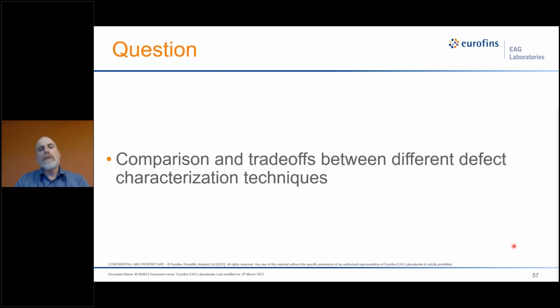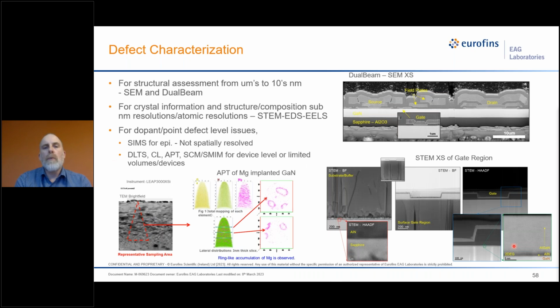So the next question was, can we make a comparison and state the trade-offs between different defect characterization techniques? For structural assessments in the micron to tens of nanometers range, we can use SEM and dual beam FIB to make cross sections and analyze the structure.